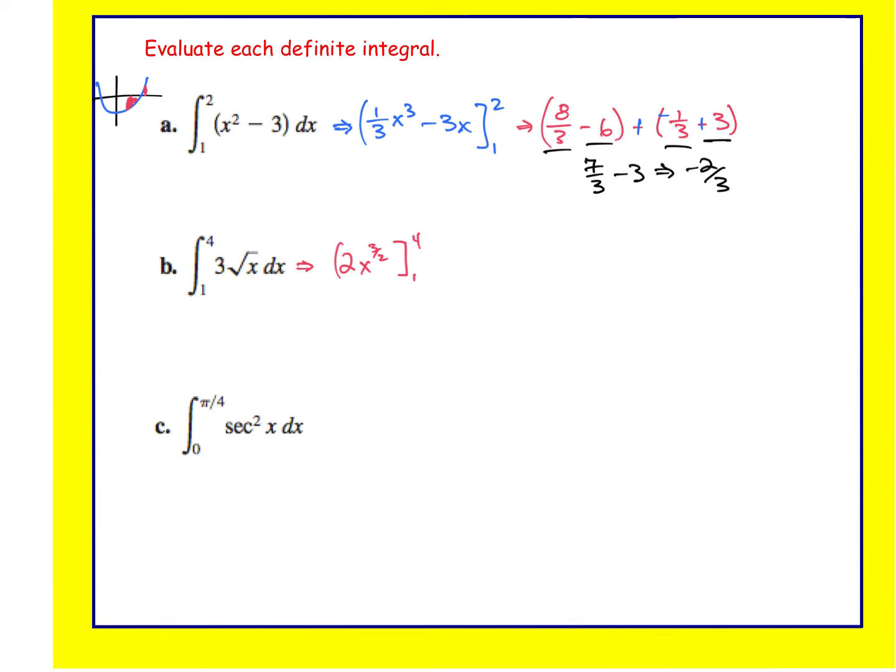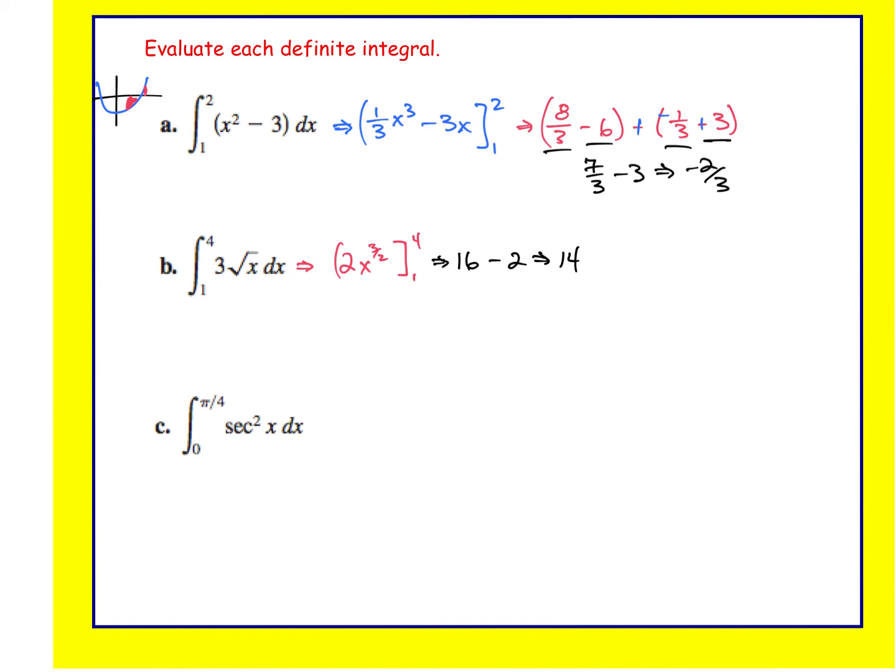Now all I do is substitute in 2 or 4 now. So when I substitute in 4, I would work with the upper index first. So 4 square rooted is 2. 2 cubed is 8. So now I have 8 times 2, which is 16. All right. And then minus, now I substitute in 1. So 1 to the 3 halves is 1. 1 times 2 is 2. So I end up with 14. All right. Now I'd like you to get your calculators out. I want to show you some cool things.